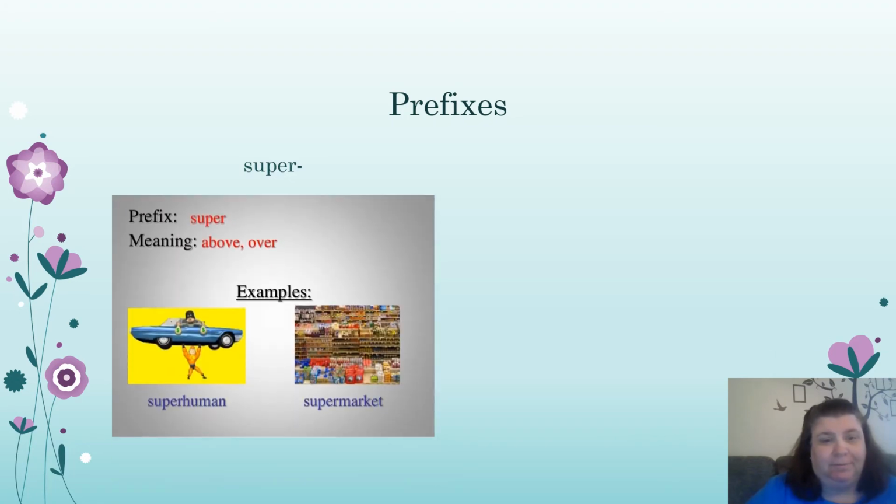Super means above or over. So superhuman, that's someone that's got strength that's over and above human strength. We have a supermarket. And it's a market that's super. It's better, it's over, it's bigger than a normal market.